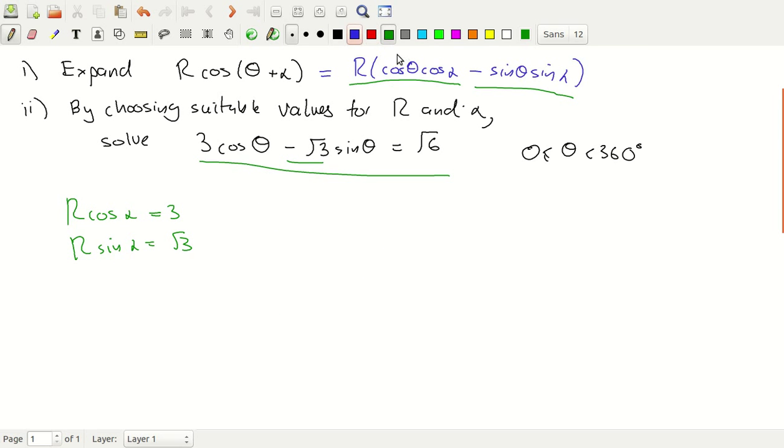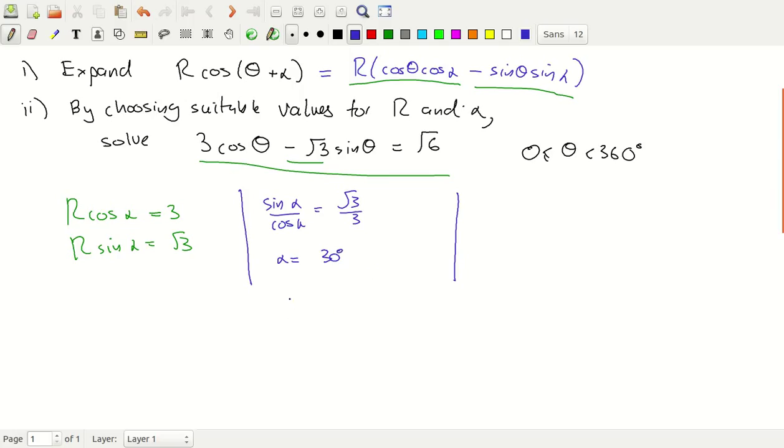Now at this point you've got two choices, and people do it very different ways. One way is heavy on the algebra. How can I solve these two equations? Well, you could divide the bottom equation by the top equation, and the r's would cancel, getting rid of one of the variables, and you'd discover that sine alpha divided by cos alpha equals root 3 over 3. That's tan alpha is root 3 over 3. That's a famous one, so alpha would equal 30 degrees.